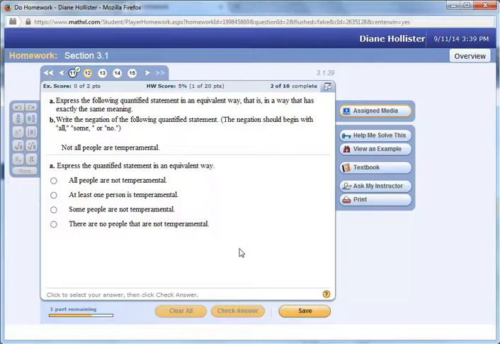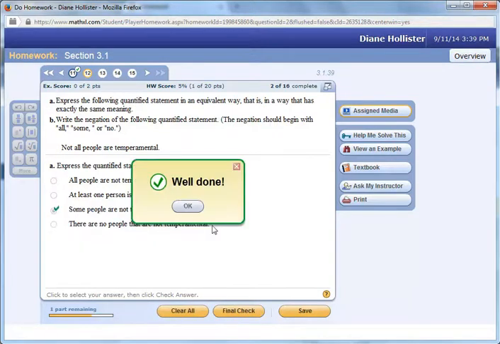First of all, our statement says, not all people are temperamental. So how are we going to go about negating that? Not all people are temperamental. Comparably, we could say some people are temperamental, or at least one person is temperamental. So how could we write it? Let's take a look.